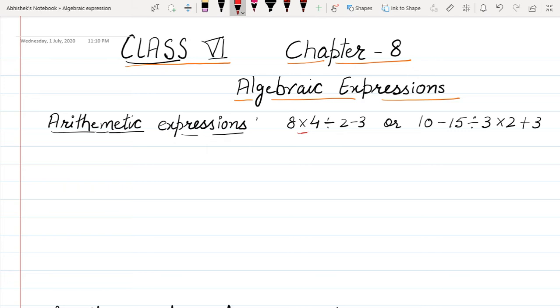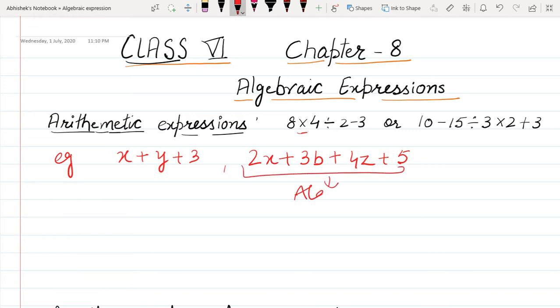But when variables and constants are connected by the symbols, for example, the result we get is known as an algebraic expression. So these are algebraic expressions. This we have done in the previous video also. This is an algebraic expression.